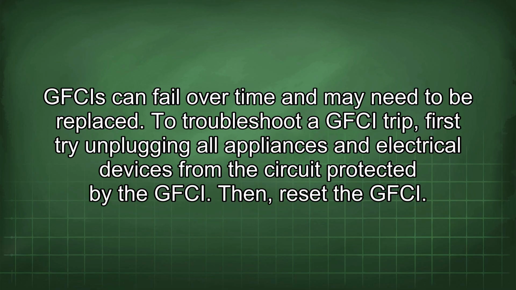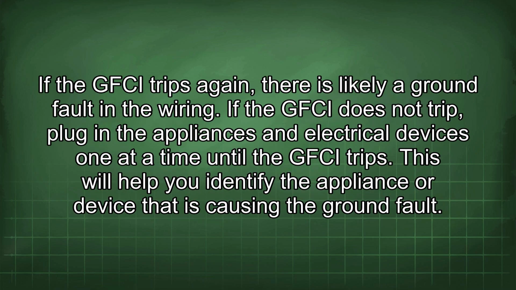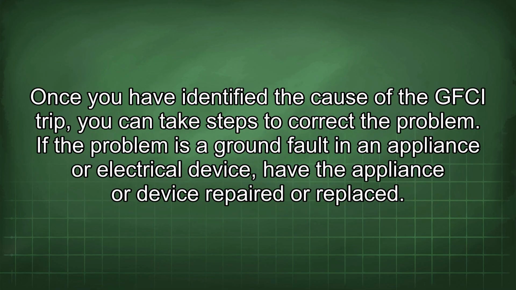To troubleshoot a GFCI trip, first try unplugging all appliances and electrical devices from the circuit protected by the GFCI. Then reset the GFCI. If the GFCI trips again, there is likely a ground fault in the wiring. If the GFCI does not trip, plug in the appliances and the electrical devices one at a time until the GFCI trips. This will help you identify the appliance or device that is causing the ground fault. Once you have identified the cause of the GFCI trip, you can take steps to correct the problem.